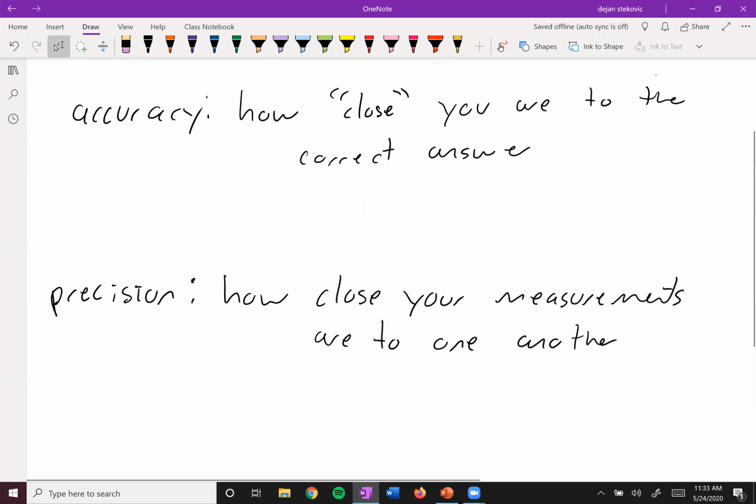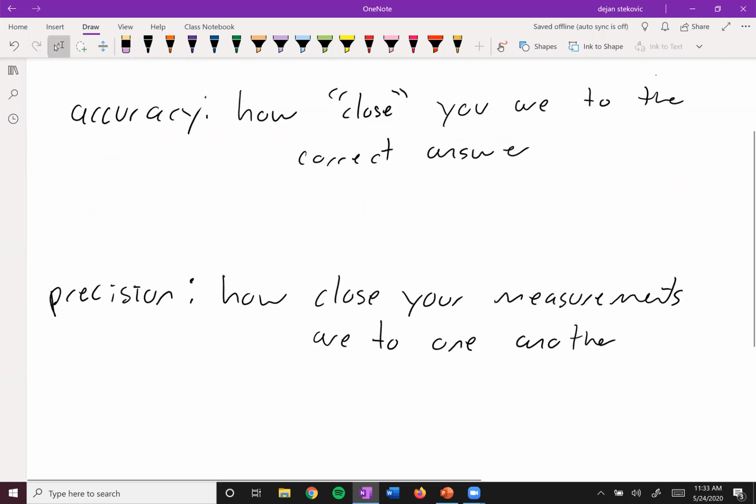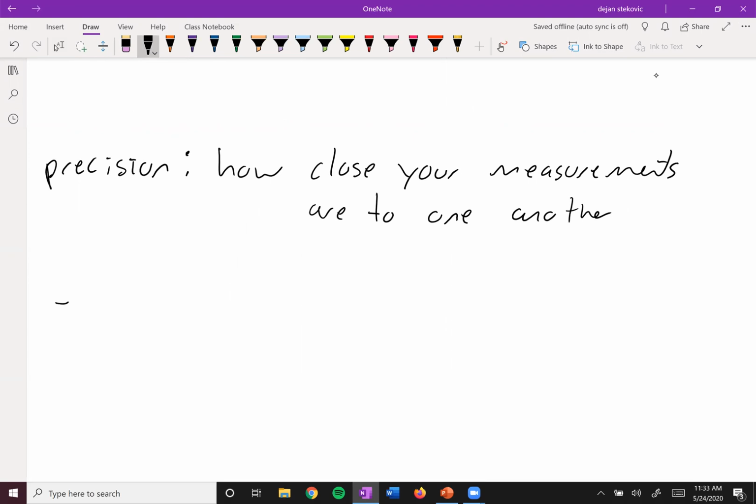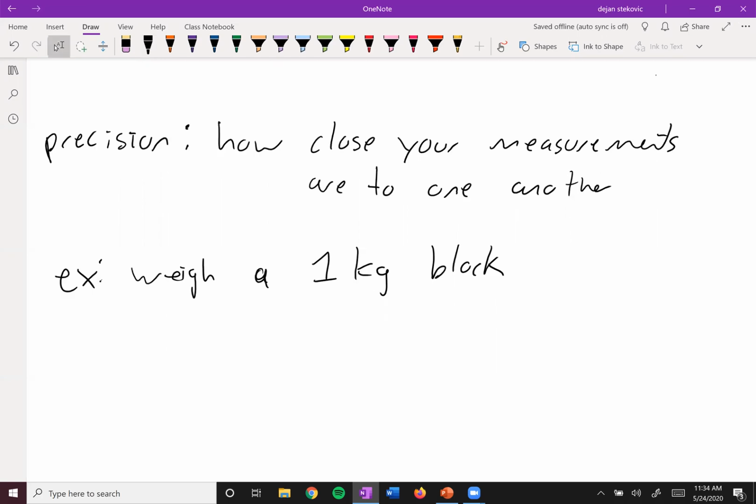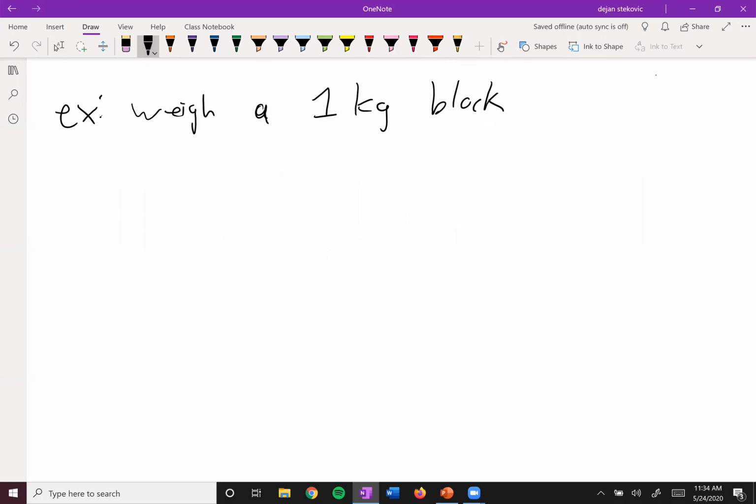So let's take a look at an example of the difference between accuracy and precision. So for example, we're gonna weigh a 1 kilogram block. So we know that this block weighs 1 kilogram, so we know exactly what our correct answer is. And so we're going to test out three different scales. So we have scale 1, scale 2, and then scale 3. Maybe it's your job to go around testing scales, make sure that they're working.